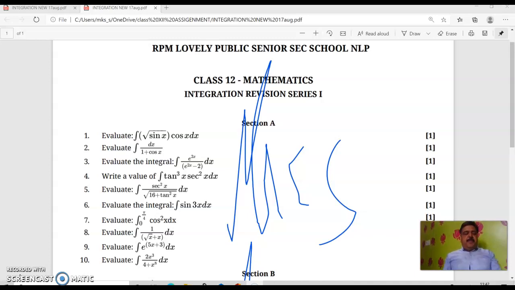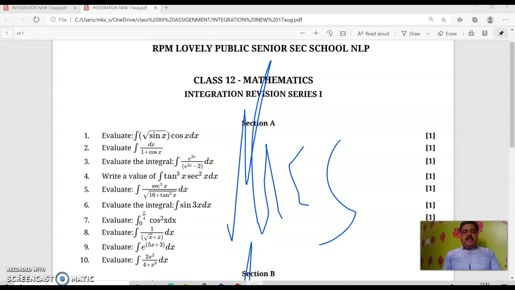Now question number fifth, we have sec square x under root 16 plus tan square x. Now it is a similar question of exercise 7.4 we have, where we have some standard formulas of dx upon under root a square plus x square, dx upon under root a square minus x square, and dx upon x square minus a square.